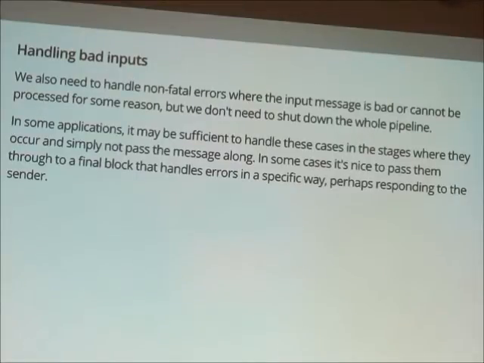Another case that's nice to handle separately is a bad input message. In that case, we may want the message to continue to flow through the pipeline, but flag it as having an error. It's non-fatal, so we don't want to tear the whole thing down. We just want to identify the message as having some problem, especially when a final stage is sending a response back. You definitely want the error to pass through, so you're not handling that logic at every stage in the pipeline.